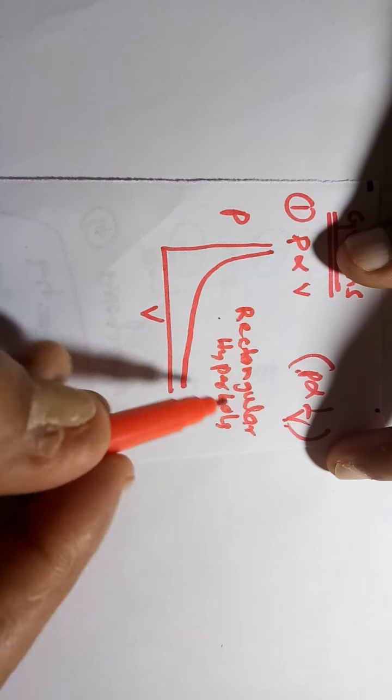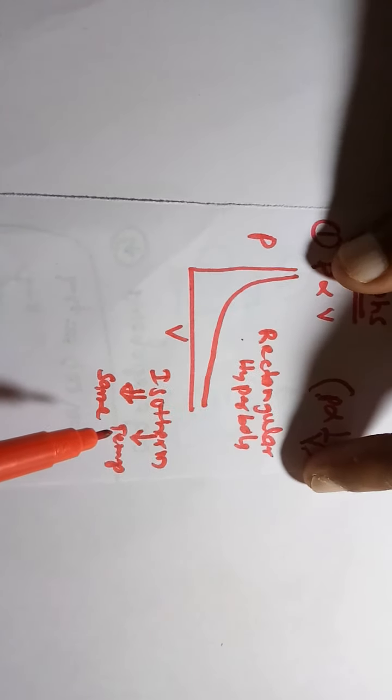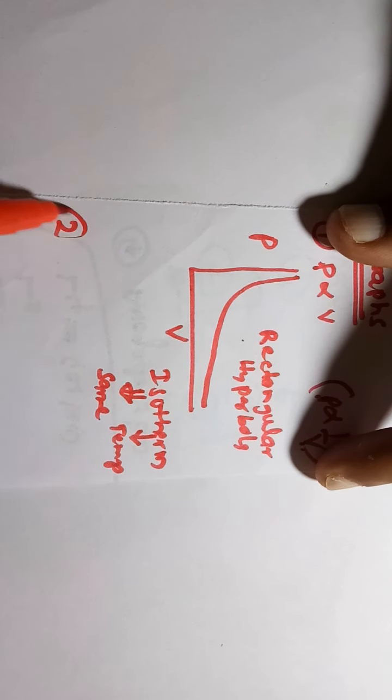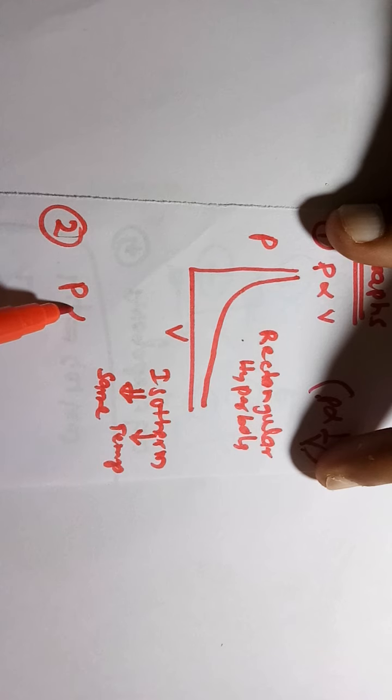Rectangular hyperbola, and the name of the curve is isotherm. Why is it called isotherm? Because iso means same, therm means temperature. So same temperature or constant temperature, hence it is called isotherm. We got this type of graph. Next, the second one: if I want to plot P versus 1 by V.